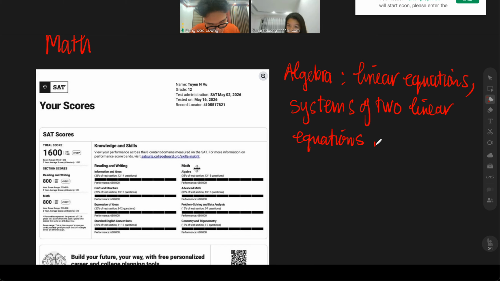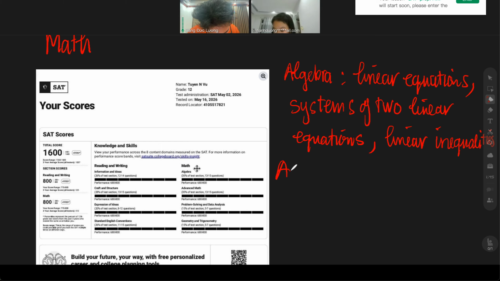Okay, so the next concept we need to know is linear inequalities. Linear inequalities. Of course, it could be one or two variables. Okay, the second domain will be advanced math.